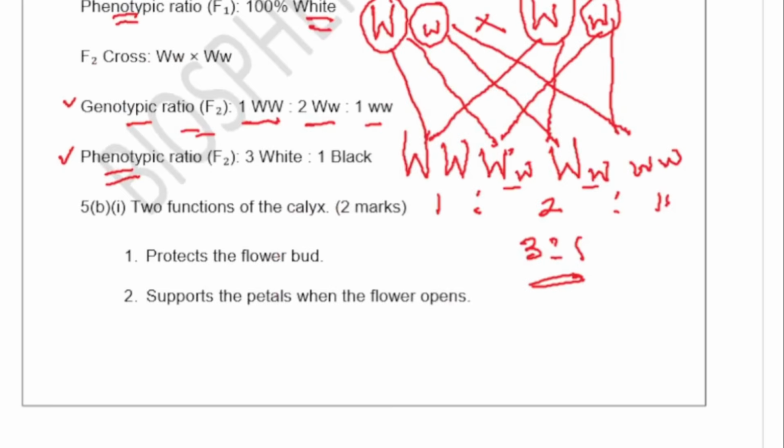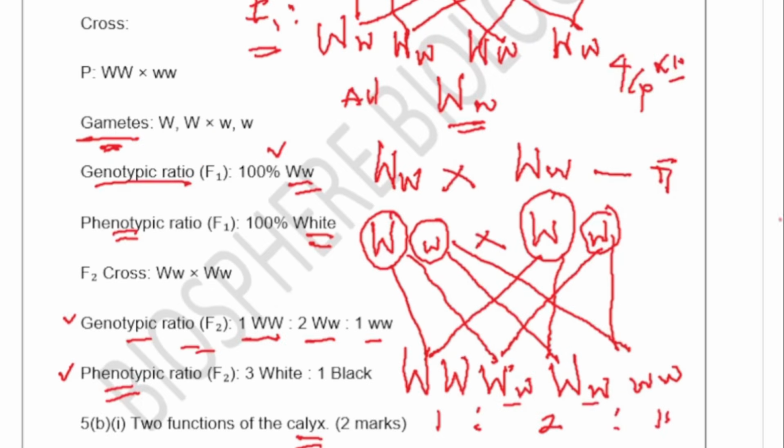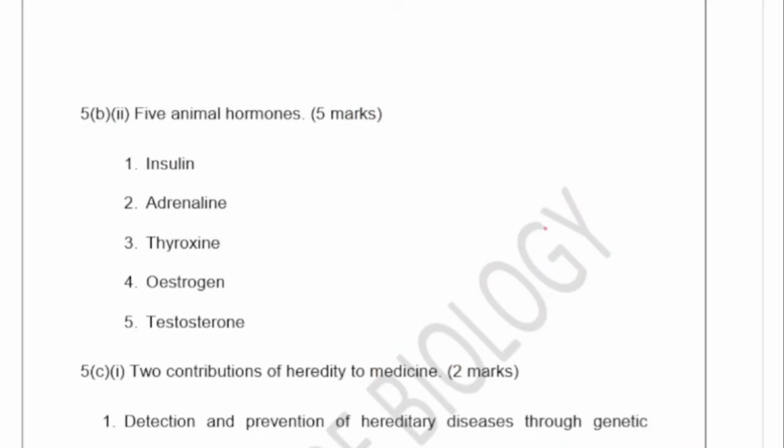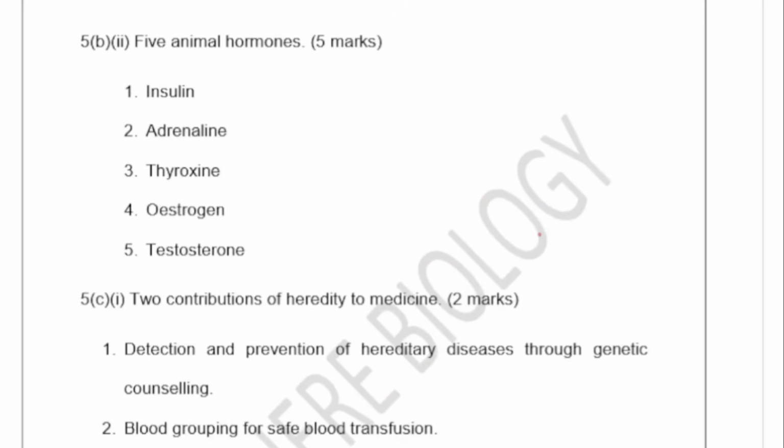So here, functions of the calyx. Calyx is a collection of sepals. So it protects the flower in the bud stage, supports the petals when the flower is open. And then let's move on to the last one for today. 5 animal hormones you are having: insulin, adrenaline, thyroxine, estrogen, and progesterone.